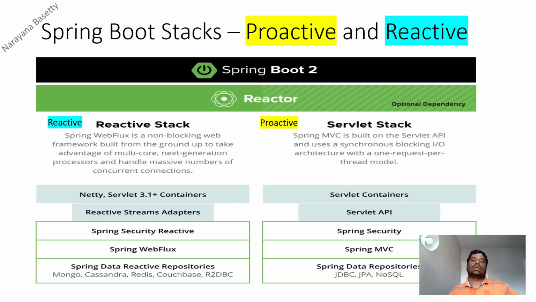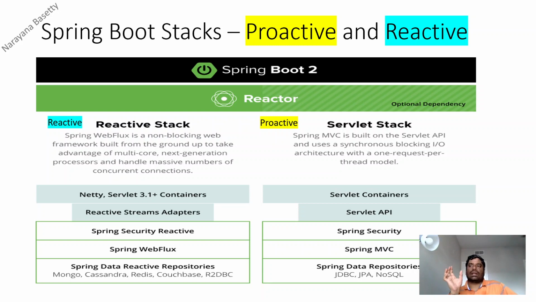Spring Boot comes with two types of stacks. One is a proactive stack, the other one is a reactive stack. I have already demonstrated a reactive based application, what the benefits are and how it can be used. And today I'm going to talk about the proactive framework. Proactive, you can see on the right hand side, is purely based on the servlet stack. MVC is built on the servlet API and uses a synchronous blocking protocol. That means whenever you make a call, it blocks to fulfill your request.